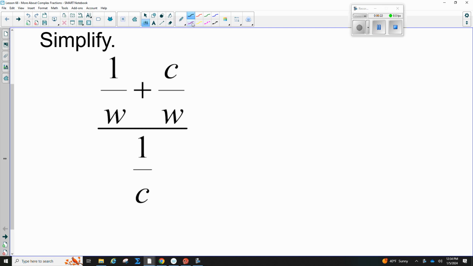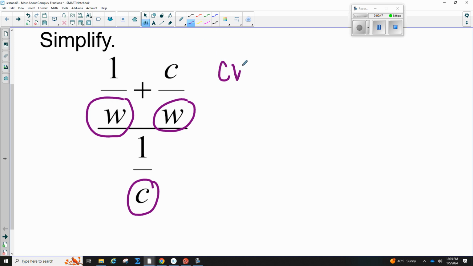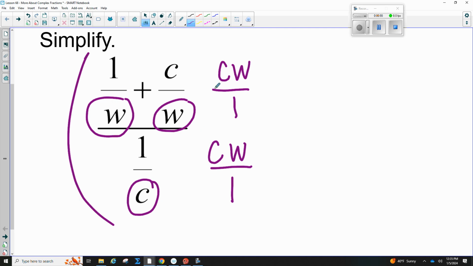So first, look at all three denominators, okay? We have a W and a C. Anything that's in a denominator, look at those. Now you want to ask yourself, what is the common denominator between those three? CW. Everybody needs a C and everybody needs a W. So we are going to multiply by CW over 1 and CW over 1. You're always multiplying top and bottom by the common denominator, okay?